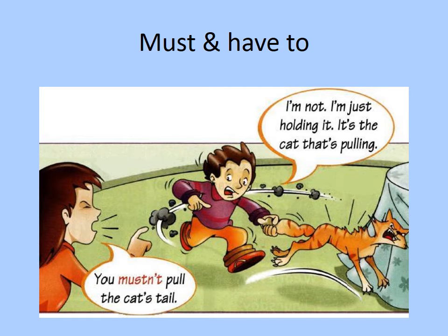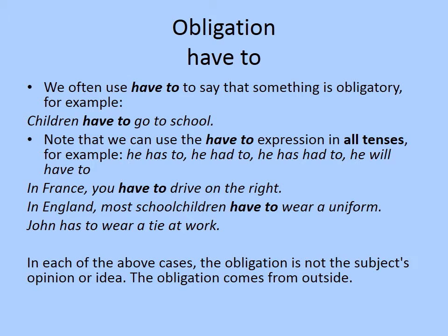have to, of course. Starting with have to as an obligation. We often use have to say that something is obligatory, which means you have to do it, you are forced to do it. For example, children have to go to school. Note that we can use the have to expression in all tenses. For example, he has to, he had to in the past, he has had to, he will have to.